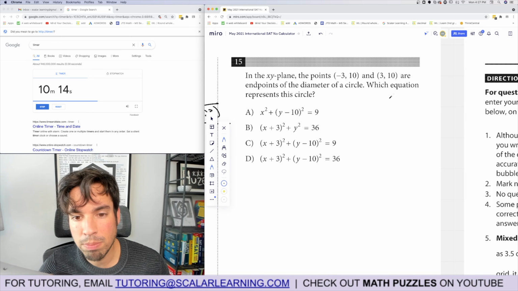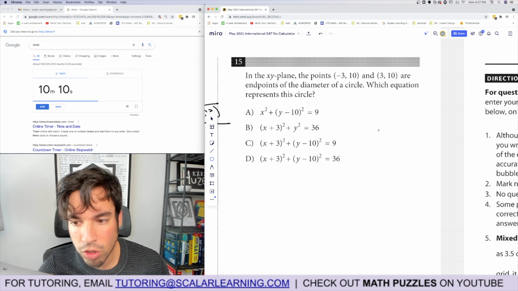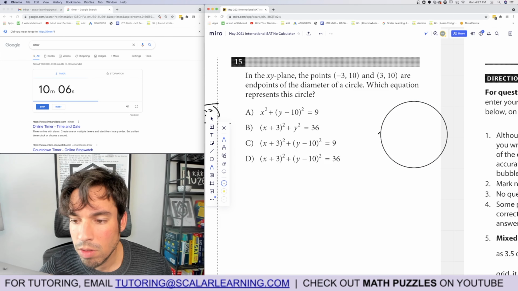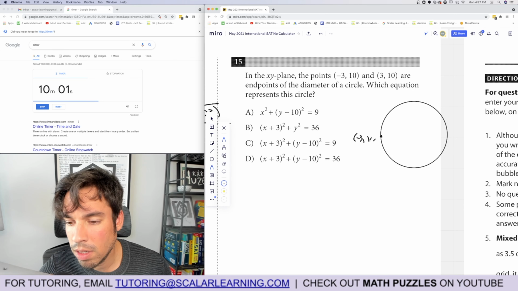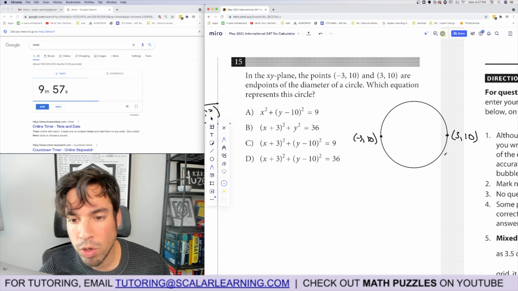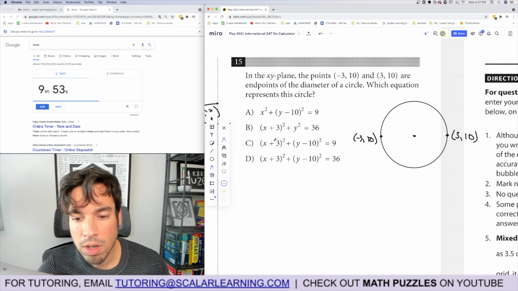In the xy-plane, points (-3, 10) and (3, 10) are endpoints of a diameter of a circle. Let's draw out a circle just to visualize it, as I always say. Which equation represents this circle? Okay, first things first, we have to find the center. How do I find the center if I know that these are the endpoints of the diameter?